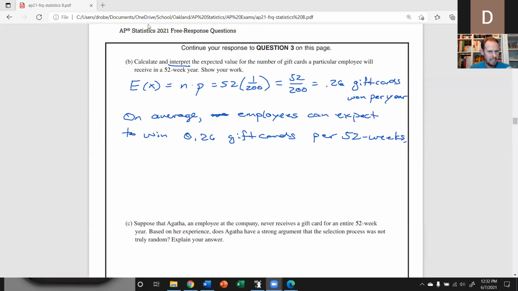So always look out for that, guys, because a lot of times they won't just ask you to calculate. They'll say calculate and interpret. So do the calculations, get your points there, and then write the sentence to get your interpret. If they don't say interpret, then you don't have to.